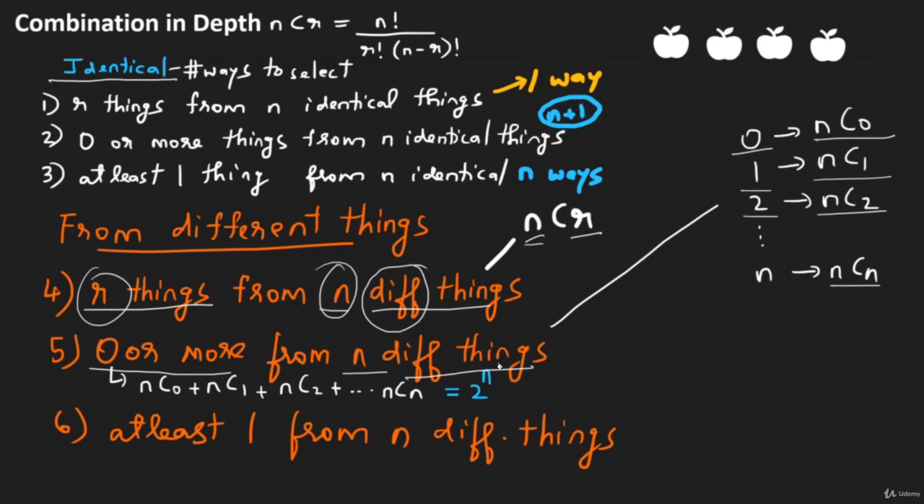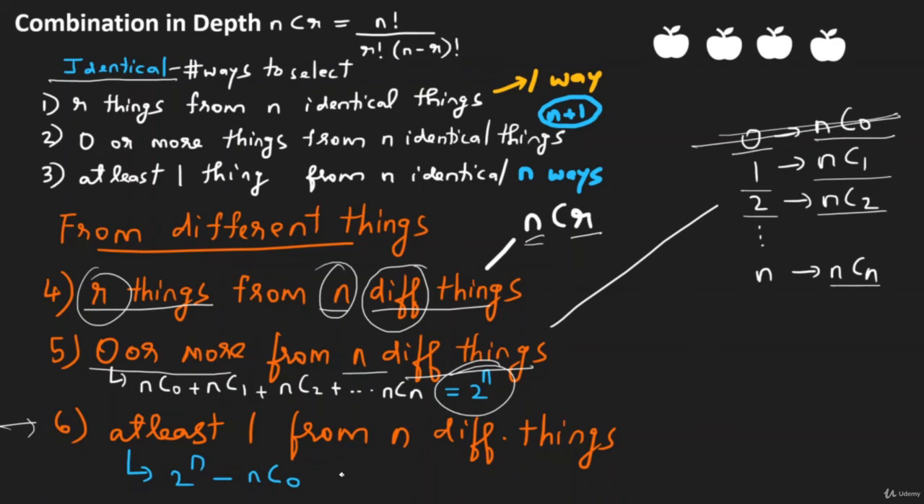Now, that's an interesting thing to note. NC0 plus NC1 up to NCN is equal to 2 to the power N. Now, in this case over here, we need to select at least one from N different things. This is the same, except that we don't take NC0 into consideration. So that is equal to NC1 plus NC2 up to NCN, which is the same as 2 to the power N minus NC0.